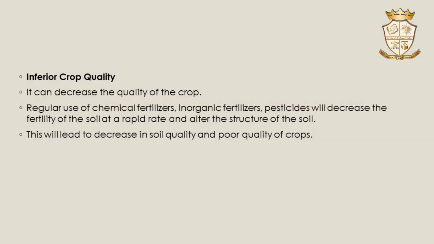Inferior crop quality. It can decrease the quality of the crop. Regular use of chemical fertilizers, inorganic fertilizers, and pesticides will decrease the fertility of the soil at a rapid rate and alter the structure of the soil. This will lead to a decrease in soil quality and poor quality of crops.